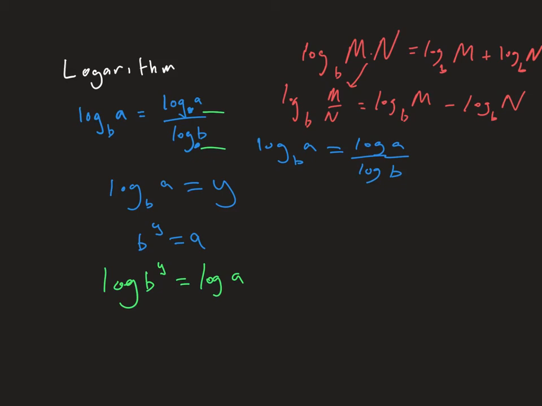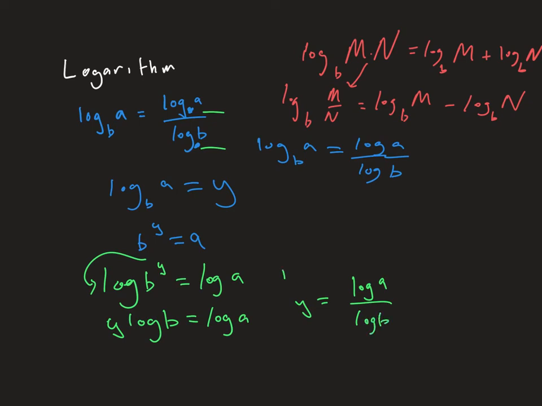So now we're going to simplify this. We just looked at a property where we can bring that y to the front. We just proved that. So this equals y times log base b, which equals log of a. We're going to divide by log of b, both sides. So we get y equals log of a divided by log of b.